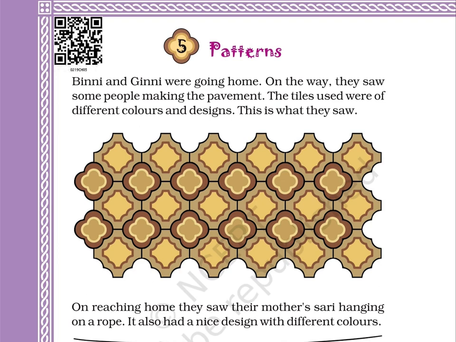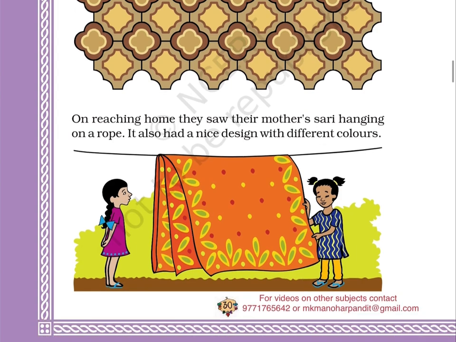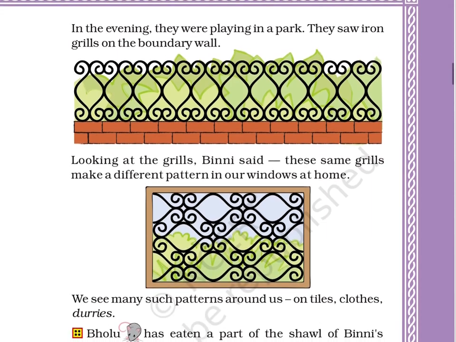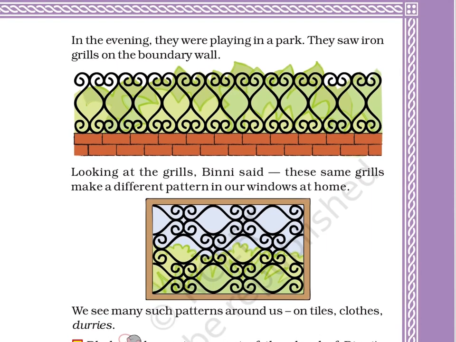On reaching home, they saw their mother's sari hanging on a rope. It also had a nice design with different colors. Picture 2 shows two girls standing at two corners of a sari hanging on a clothesline and watching the pattern on it. The pattern on the borders consists of green leaves pointing in upwards and downward direction and yellow color dots.